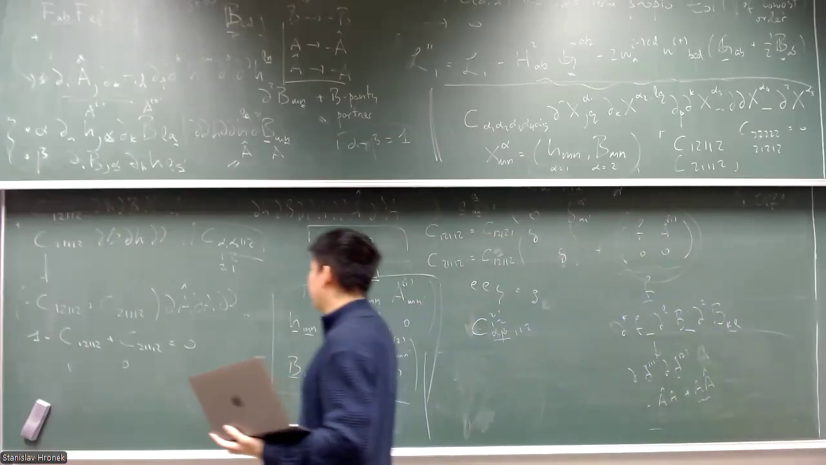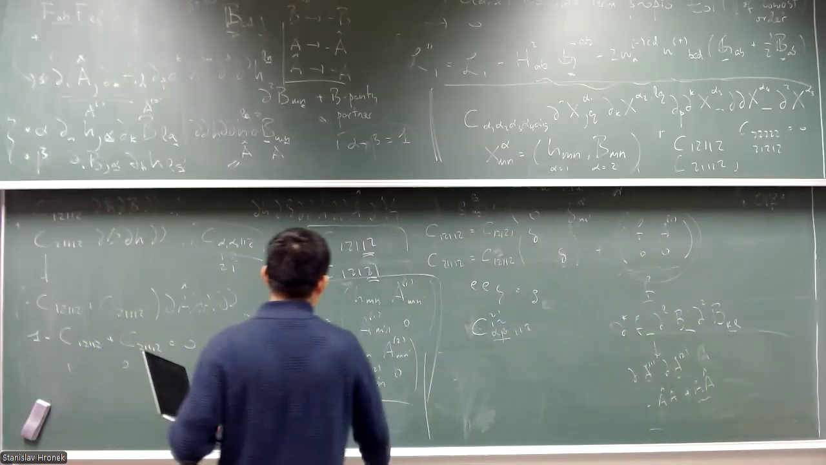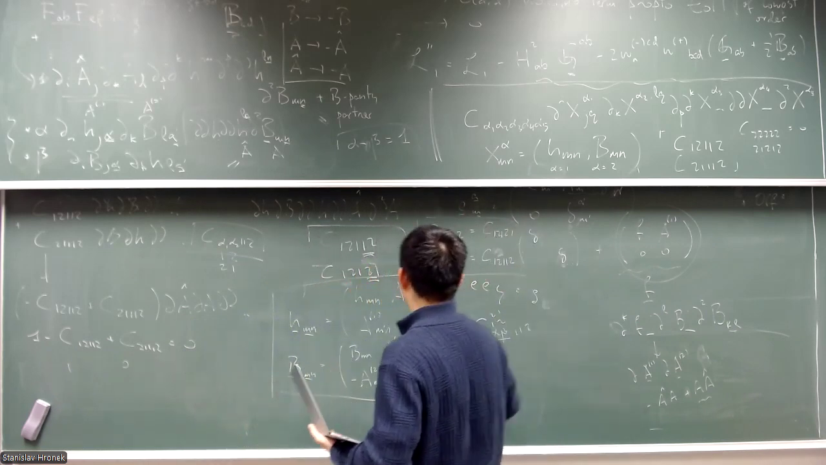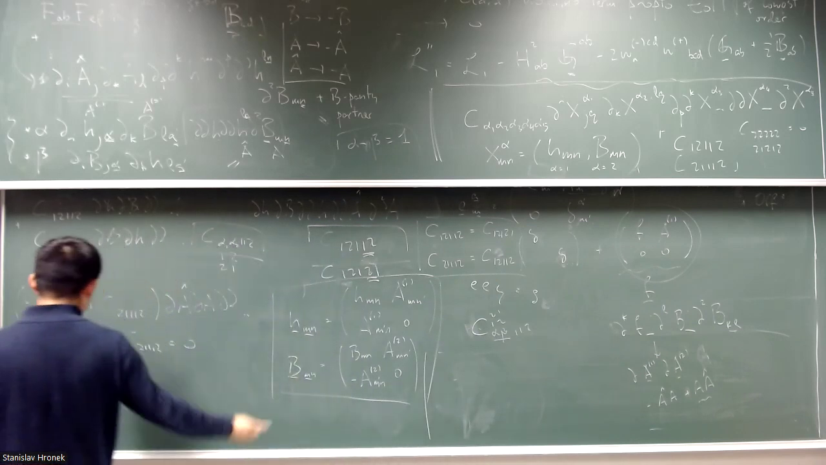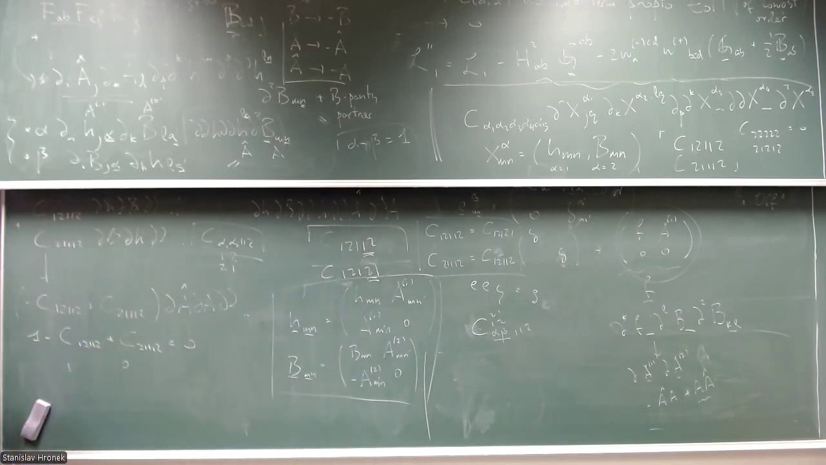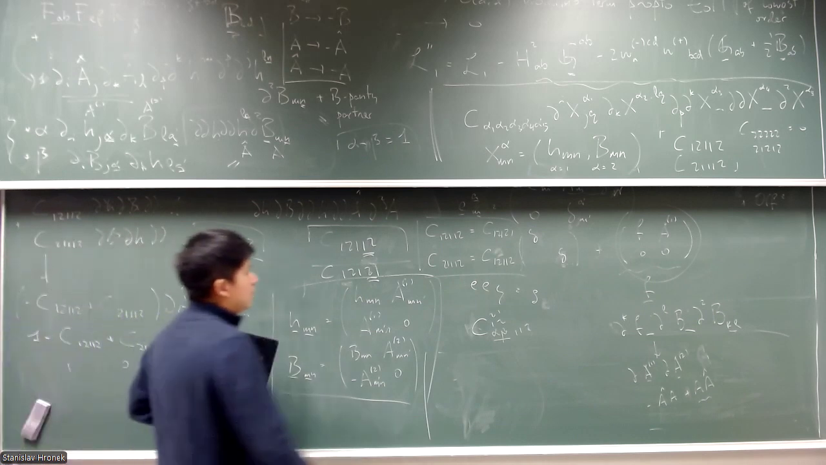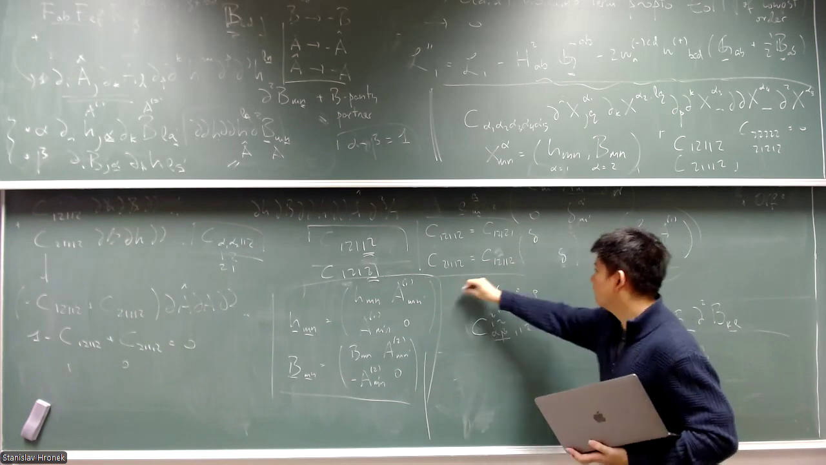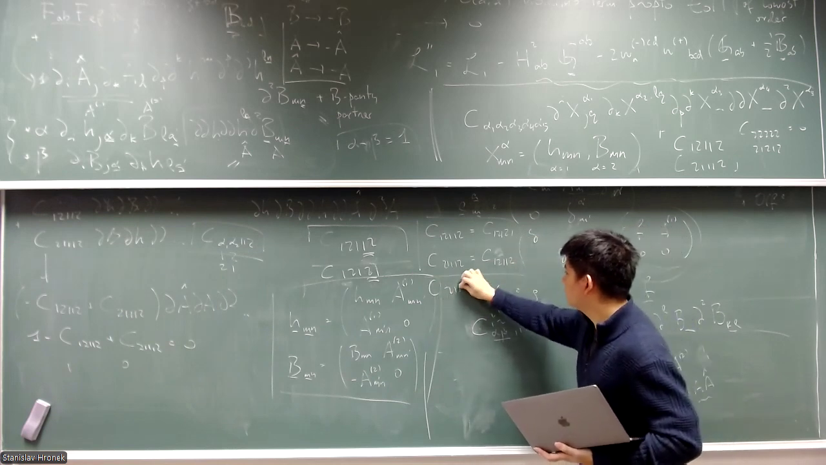So after requiring everything to cancel out, you will find out the sort of conditions, and you replace that. So let's say this one is C1, 2, 1, 2. That's also C1, 1, 1.